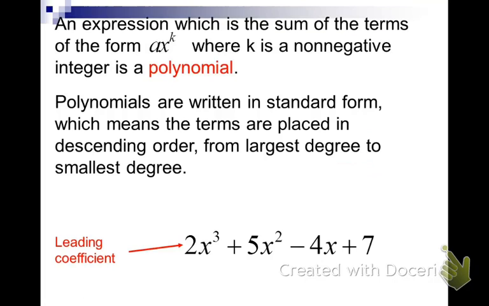So 2 is the leading coefficient of the cubic term. 3 is the degree of that first term. And again, the 7 is what we call the constant. So this is a polynomial in descending order.